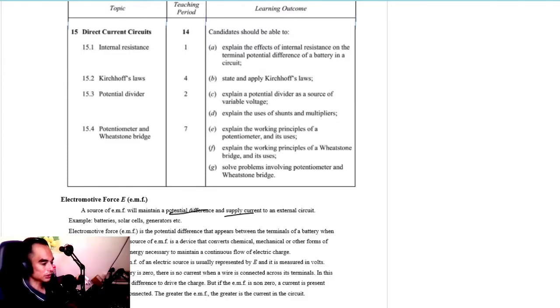So what is EMF? EMF is the electric source, the amount of electric energy gained by each coulomb of charge supplied by the source.